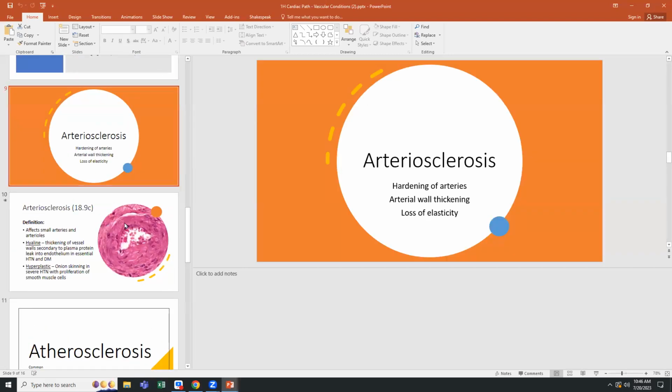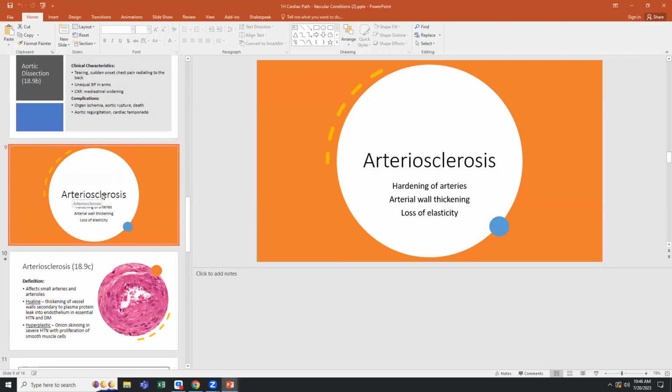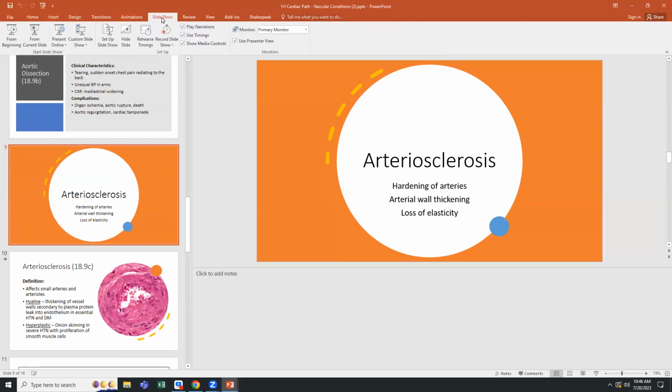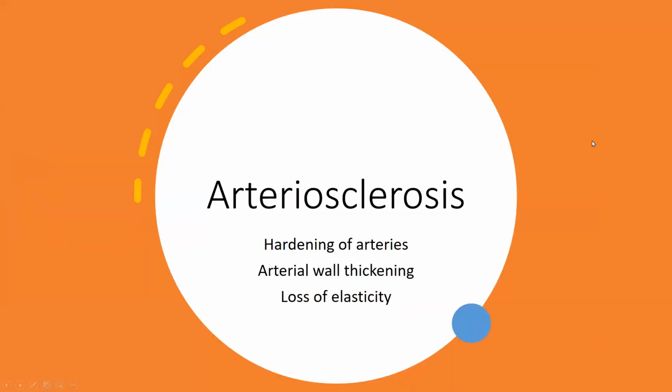Okay, the last one we'll do for cardiac is 1H, and we're going to start on slide 9. That's vascular conditions, 1H, starting on slide 9. Mainly because I want to talk a little bit about arteriosclerosis and atherosclerosis, just for the pathophys reminder.